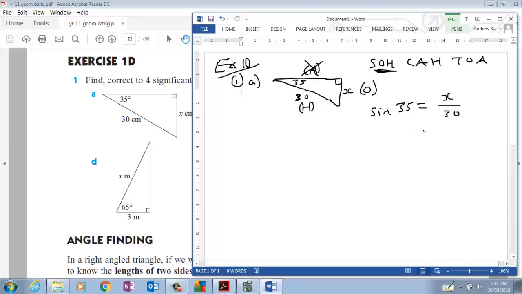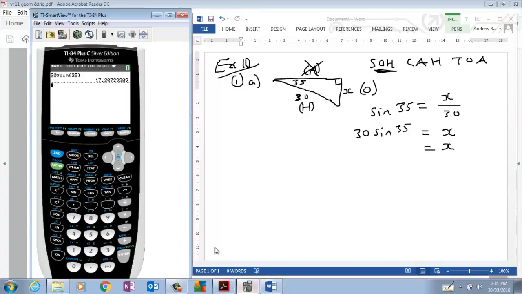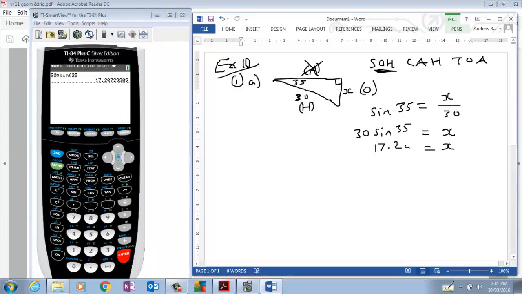To solve this, we need to get x by itself. At the moment it's being divided by 30, so to get it on the opposite side we times by 30, the opposite operation. So it's 30 times sine 35. Now if you do that in your calculator, 30 times sine 35 equals, and you get 17.2 centimeters. So that's the length of that vertical side there.